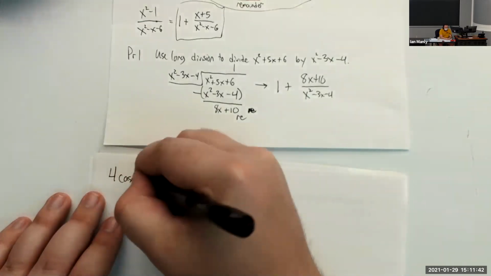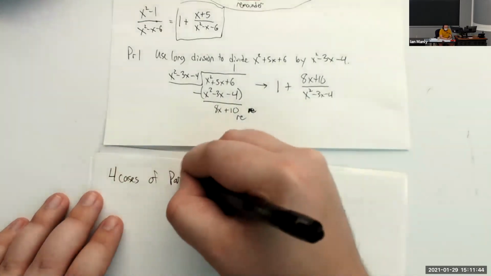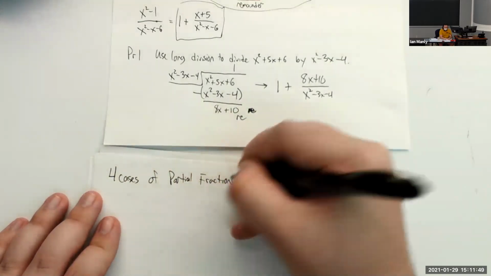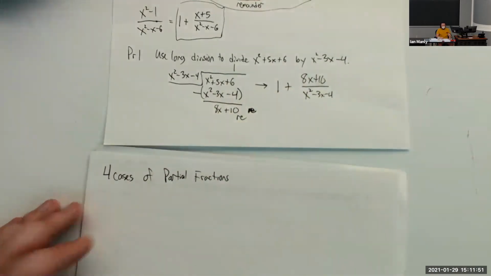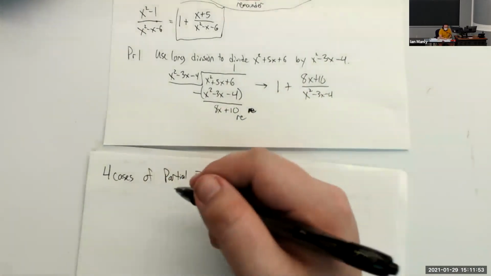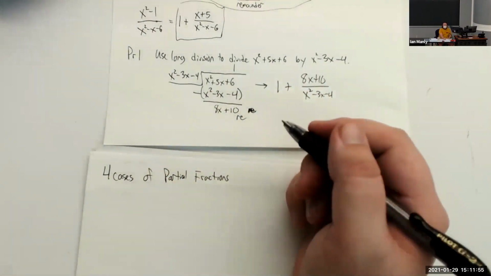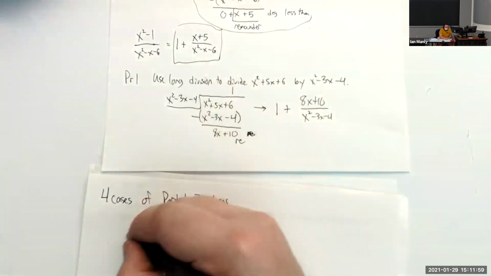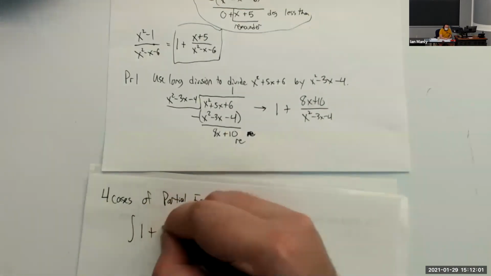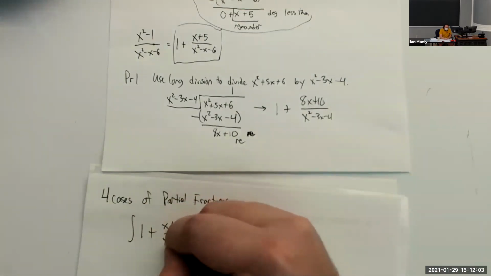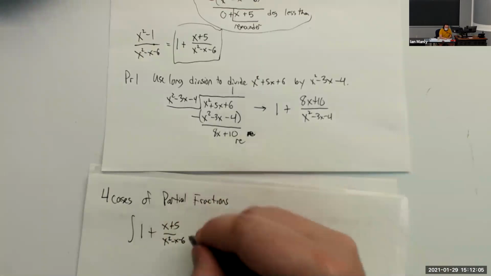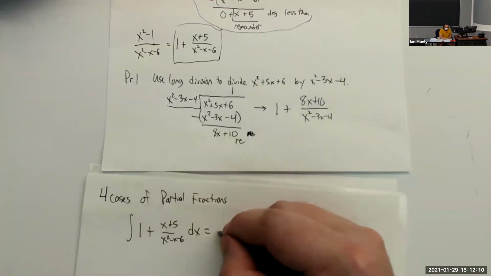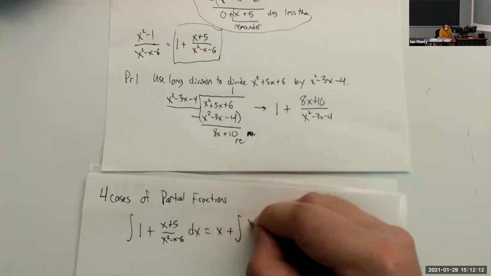There are going to be 4 cases of partial fractions. Before I go anywhere, I want to explain the intuition behind this. Let's say we have this thing that we got earlier. Let's say we want to do the integral of 1 plus (x plus 5) over (x squared minus x minus 6). The first part of that is really easy. The integral of 1 is x, but we still have this part to contend with.